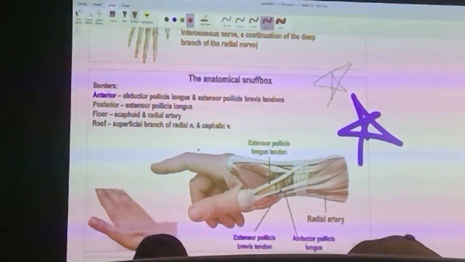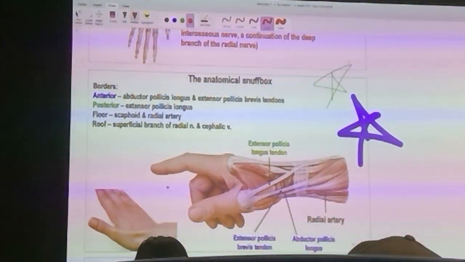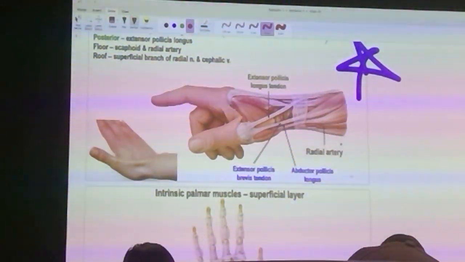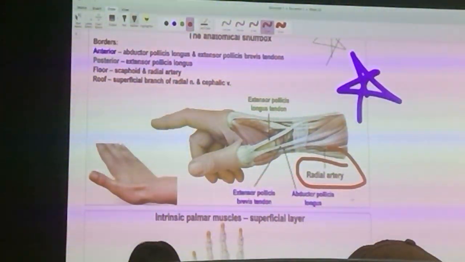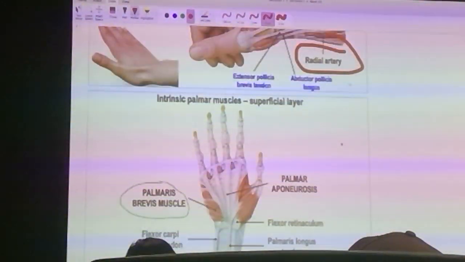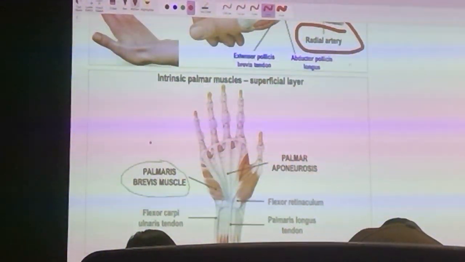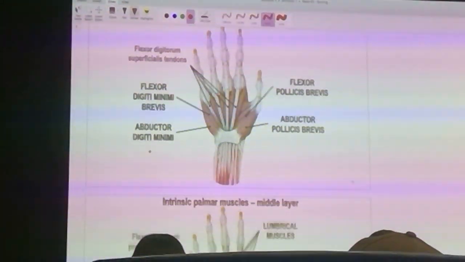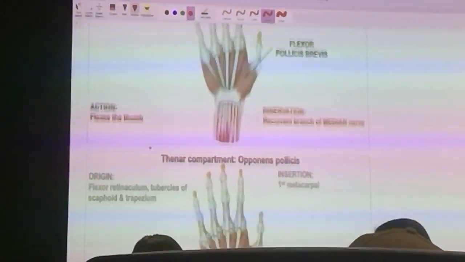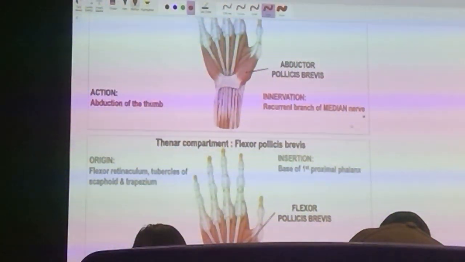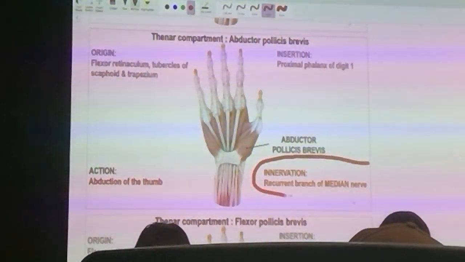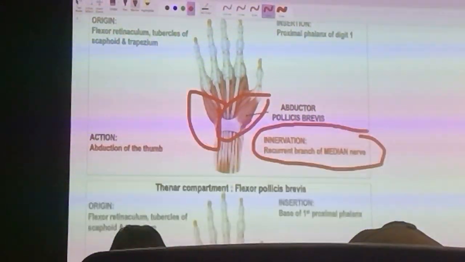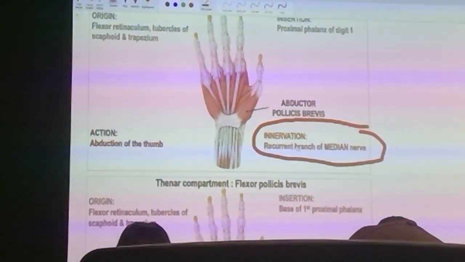And then this is another space where you have to know the borders and then know the content. And it's again just radial artery for content. Okay, the palmaris brevis is the most superficial muscle of your palm. They like this thing: the recurrent branch of the median nerve innervates your thenars. So just know that.